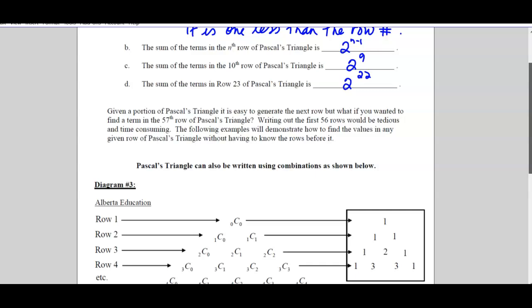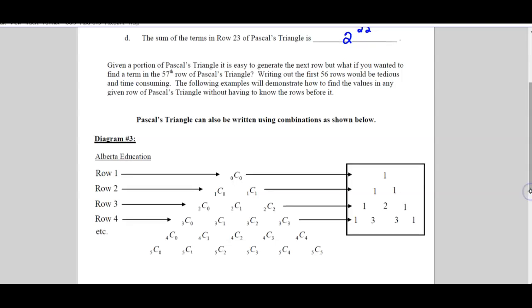This is row 1. Notice what's entered here. It's combination notation 0C0, which has a value of 1. 1C0 has a value of 1, 1C1 has a value of 1. 2C0 has a value of 1, 2C1 has a value of 2, etc. So where do these come from? Or how do we know? We're using combination notation. Where do the n's come from now?